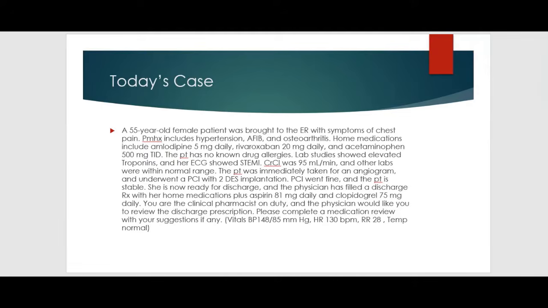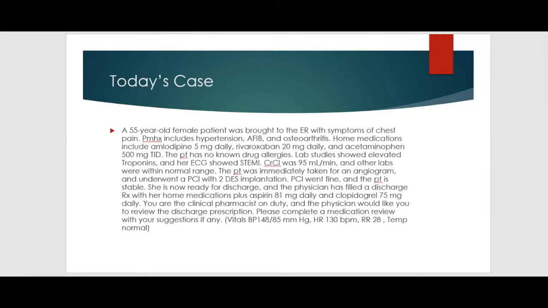Laboratory studies showed elevated troponins, and her ECG showed STEMI. So that's ST segment elevation myocardial infarction. Her creatinine clearance was almost normal, 95 mL per minute, and other labs were all within normal range. The patient was immediately taken for an angio, and she underwent a PCI with 2 drug-eluting stents implantation. PCI was completely fine. The patient was stable after that.